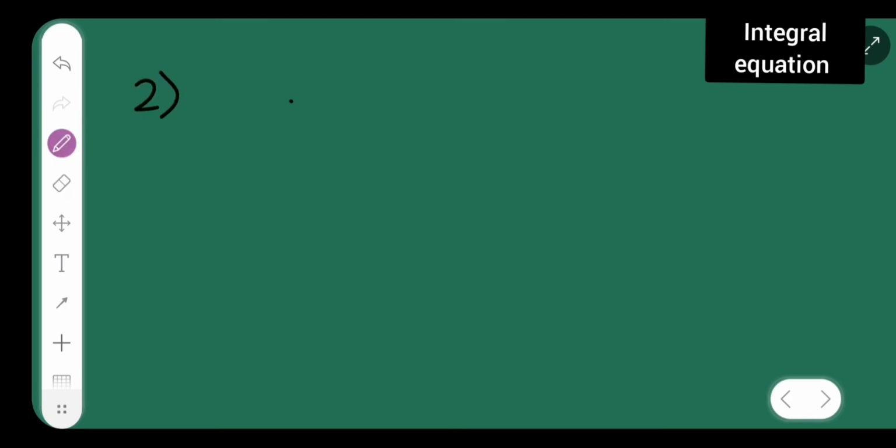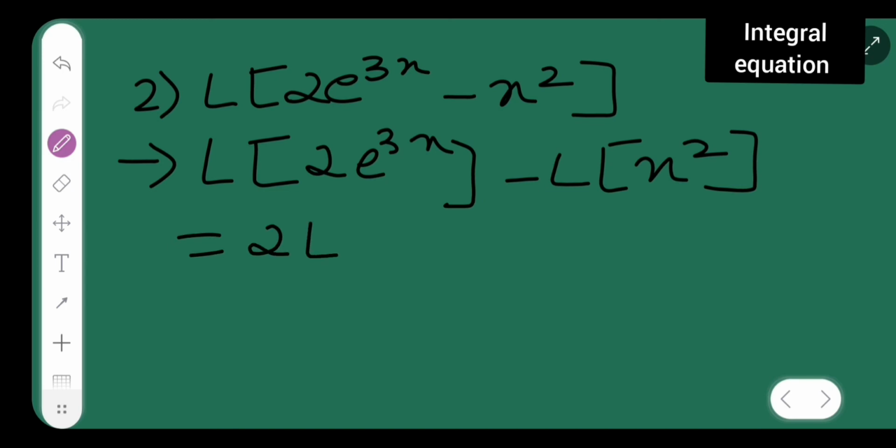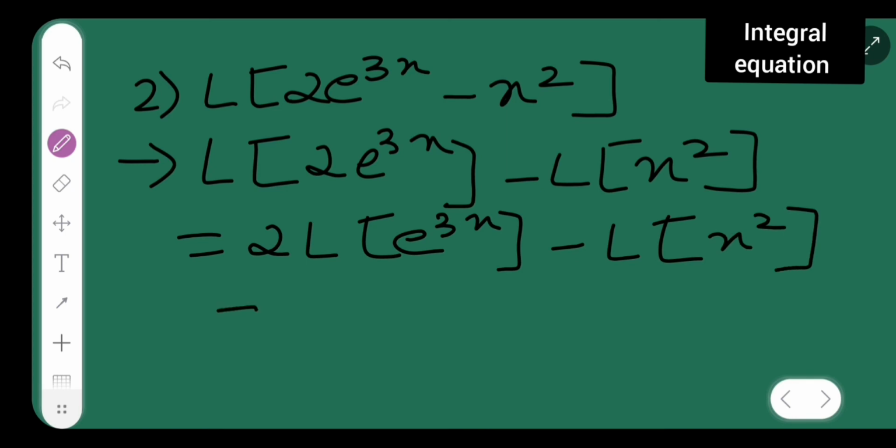Second example is Laplace of 2 e raised to power of 3x minus x the whole square. So I will separate it: Laplace of 2 e raised to power of 3x minus Laplace of x the whole square. And this is equal to twice Laplace of e raised to power of 3x. Take the 2 outside, okay? I have taken the 2 outside, then minus Laplace of x square. So here you all have to use that formula, okay? Now twice, what is Laplace of e raised to power of 3x?